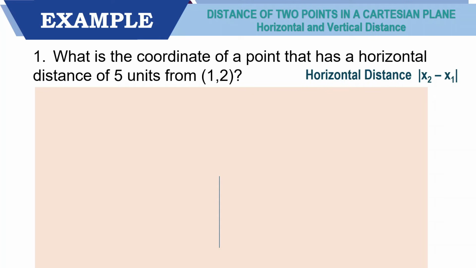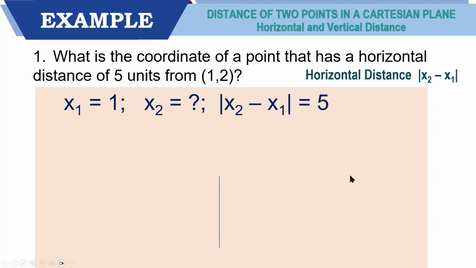Now, what is the coordinate of a point that has a horizontal distance of 5 units from 1, 2? So, in this problem, we were given the distance and one of the points, but we don't know the other point. So, how do we deal with such a question? We will just use the same formula, which is distance is equal to the absolute value of x sub 2 minus x sub 1, except instead of the distance missing, we are missing one of the x coordinates. So we will have 5 is equal to the absolute value of x sub 2 minus 1.